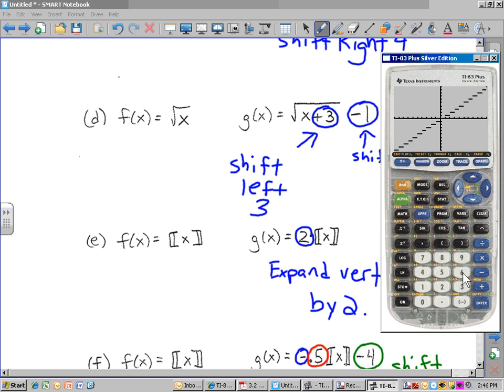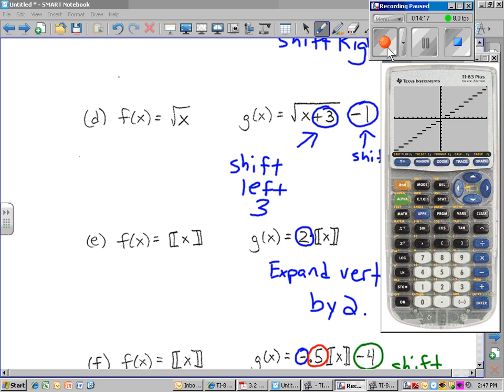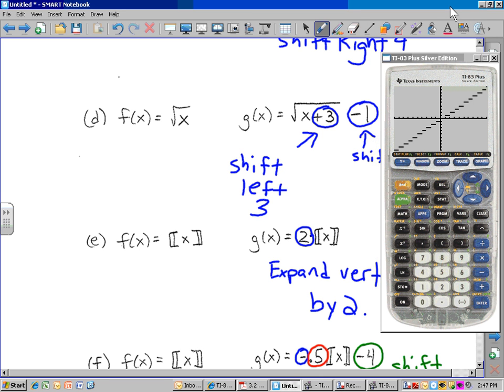And you can see our step function. We want to take 2 times that. Again, let's take a look at the graph. At x between 1 and 2, you can see that we're at y equals 1. If we're going to multiply by 2, that means it should expand vertically by 2. So that line that is currently at 1 will now move up to 2. And 2 will become 4, and 3 will become 6, and so forth.